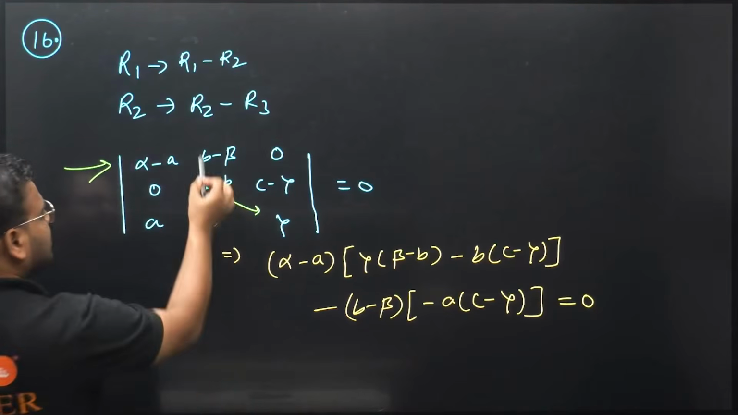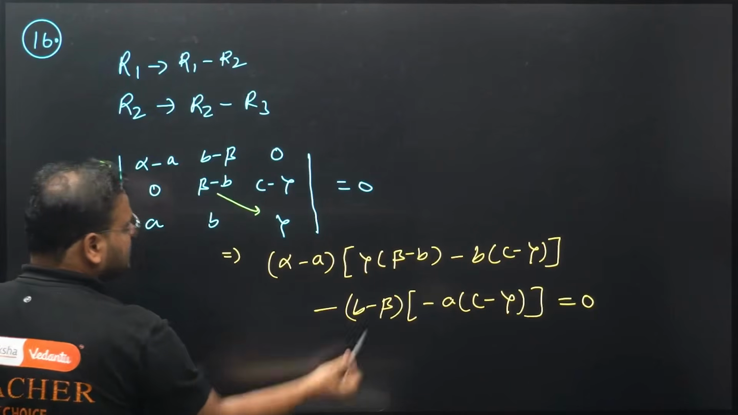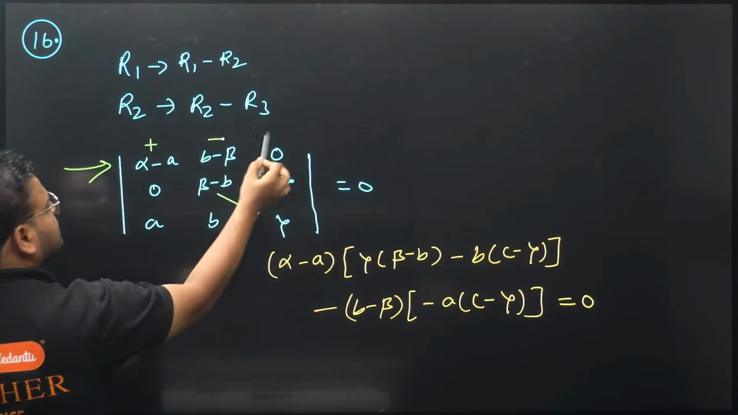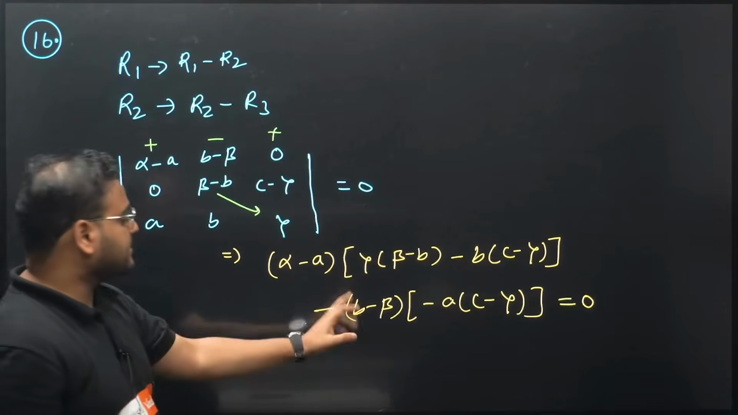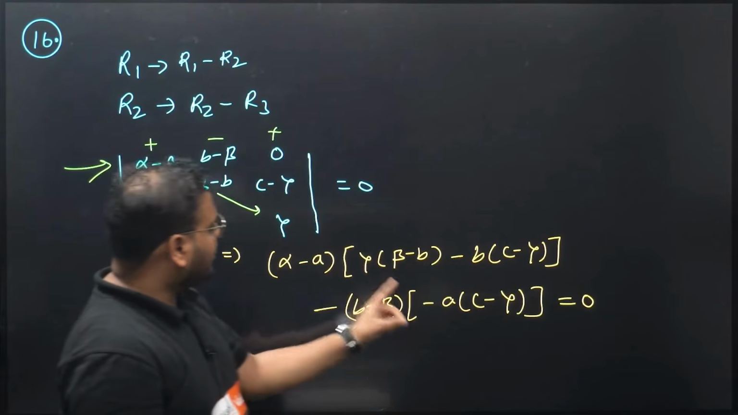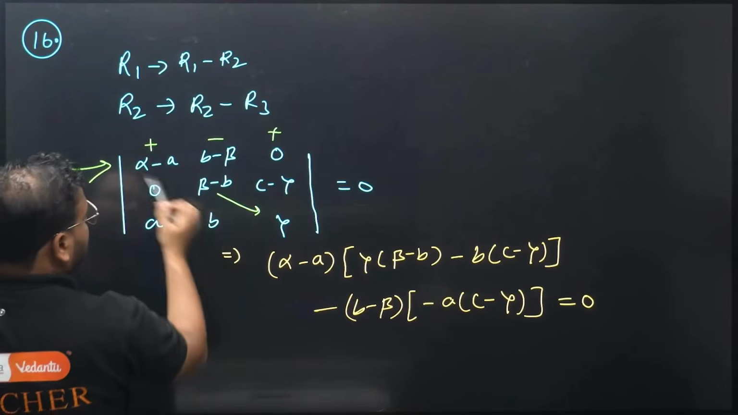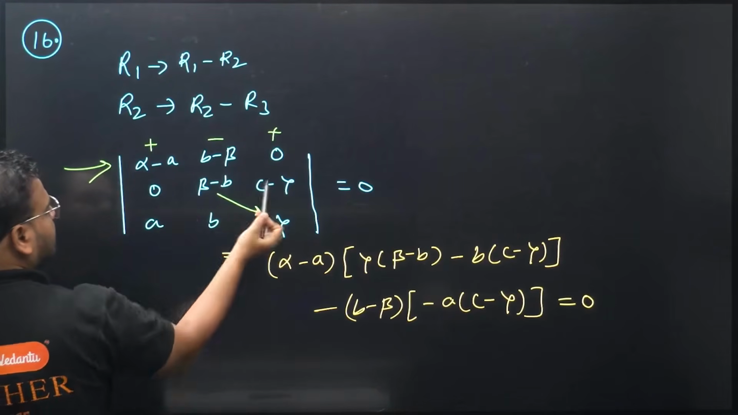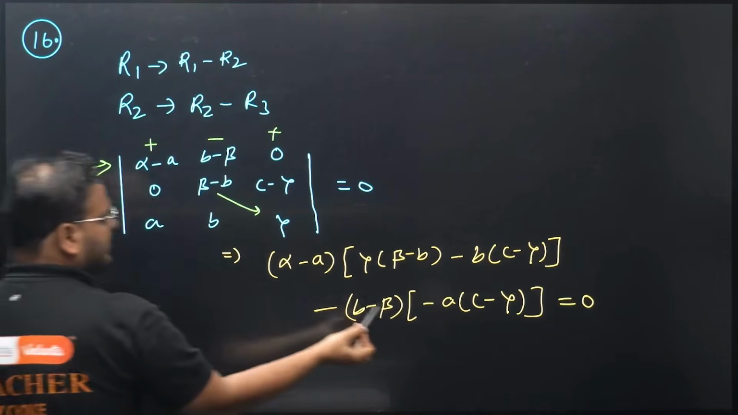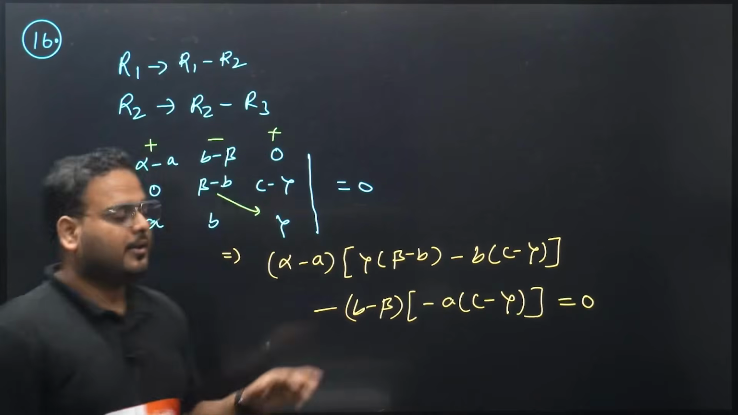Again, for the next term, you'll have a minus sign over here. This is plus, this is minus, this is plus, right? So minus beta minus B, minus beta. And you have minus for this term. Remove this out. This is 0. This will become minus A into C minus gamma. Your answer will come over here only.